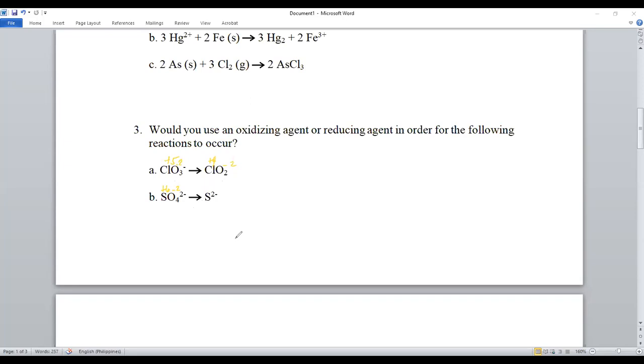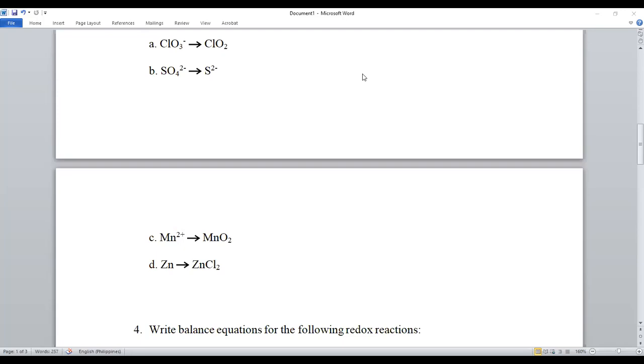Okay, clear all markings. Duwa na lang class. Oh, what about this? Negative 2, this is plus 4. What do you need? Oxidizing agent because your manganese is being oxidized. Here, what do you need? This is negative 1, so this must be plus 2. This is 0. Oxidizing. Correct. So, the first two, you need reducing agent. The last two, you need oxidizing agent.